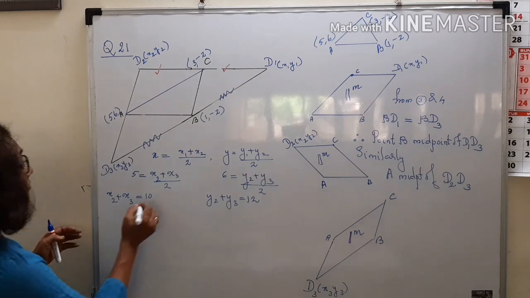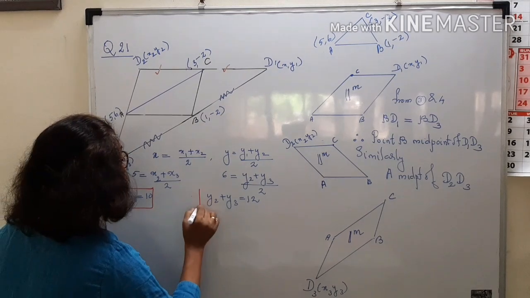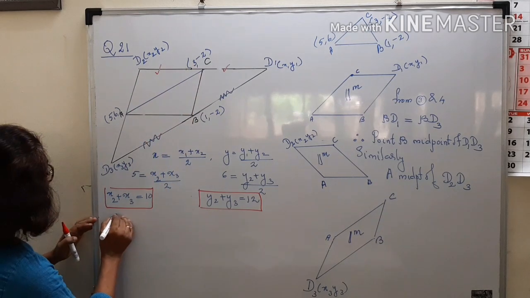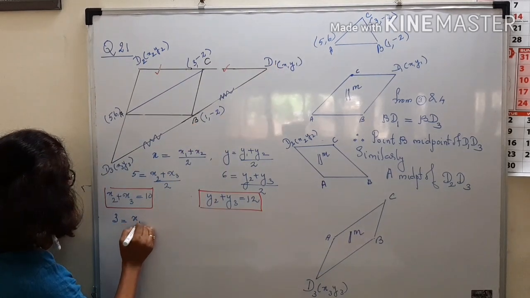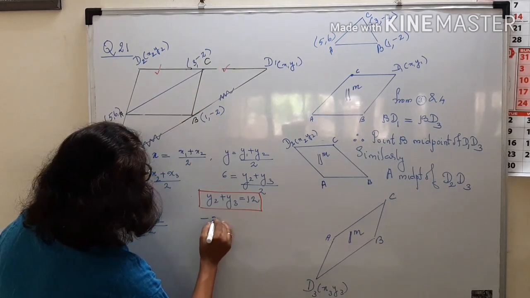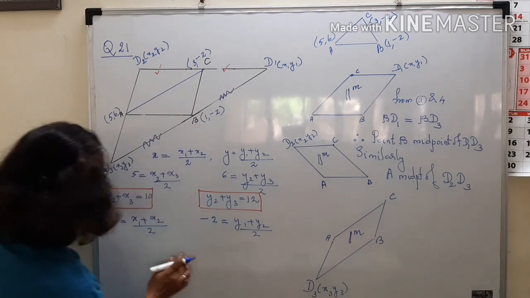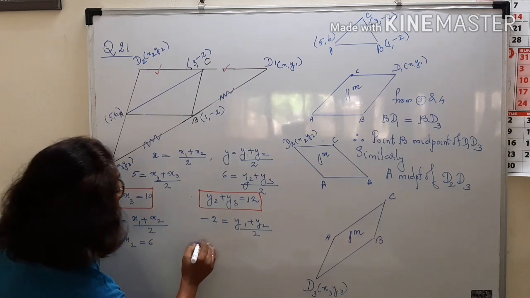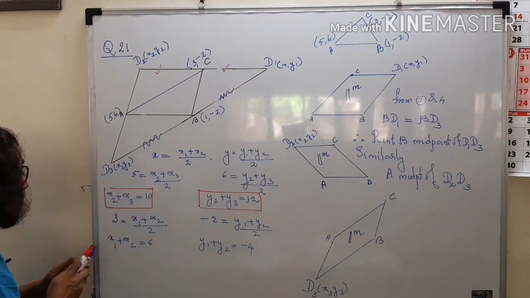Then we take down 3. What is 3 equal to, which is the x coordinate, is x1 plus x2 divided by 2. Negative 2 is equal to y1 plus y2 over 2. Cross multiply. X1 plus x2 is 6. Y1 plus y2 is negative 4. We get another equation.